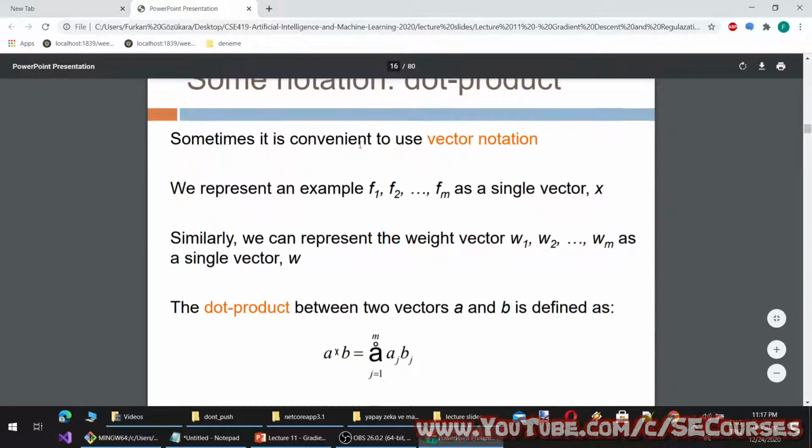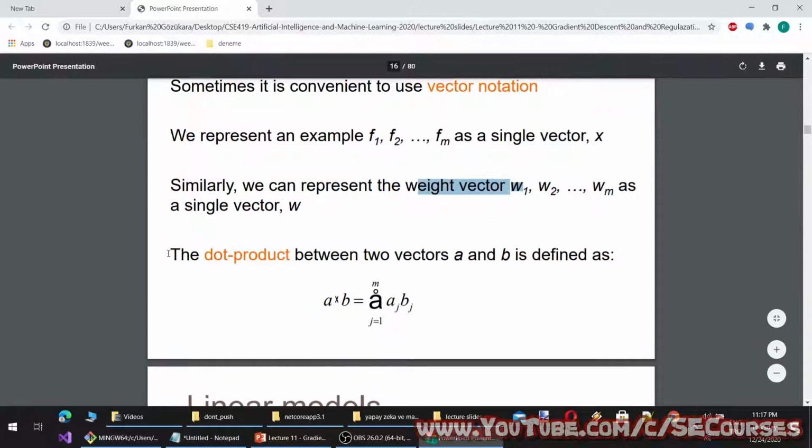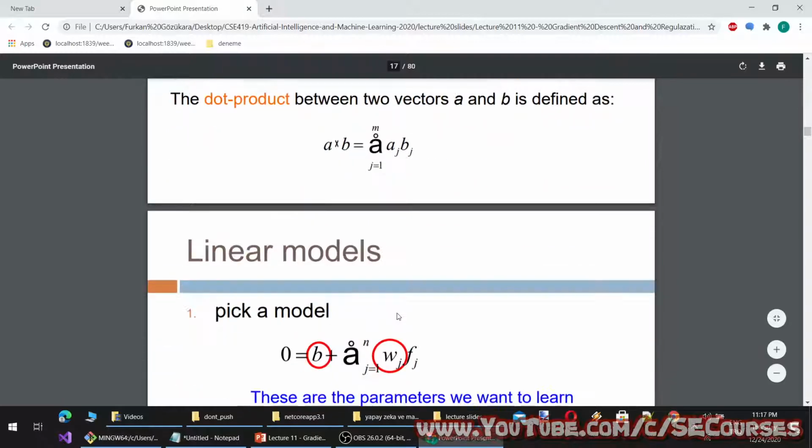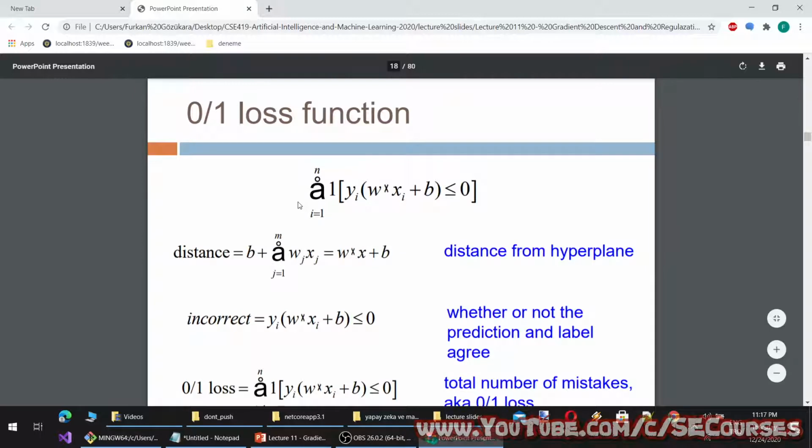Okay, some notation: dot product. Sometimes it is convenient to use vector notation. We usually use that. We represent an example f1, f2, until fm as a single vector x. Similarly, we can represent the weight vector like this. The dot product between two vectors a and b is defined like this. Okay, what does this equation say? Anyway, we don't need that.